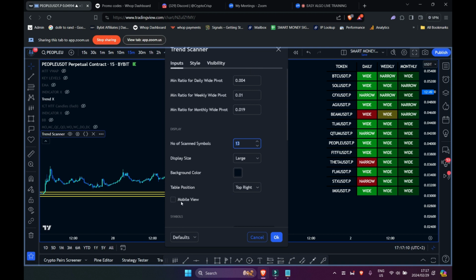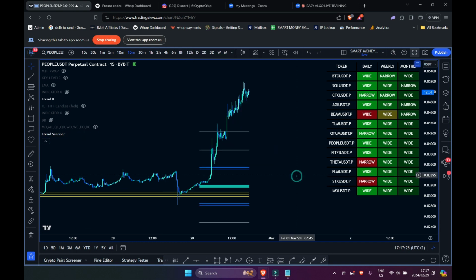Then I've also created this mobile view because it's not compatible with mobile. If you're looking at it on your phone, you just want to select the mobile view function, and then it will customize it to fit on the screen so it looks good when you're viewing on the mobile. And then you can see over here, a lot of tokens are wide on the monthly and wide on the narrow, but then over here we've got narrow daily, wide weekly, wide monthly.